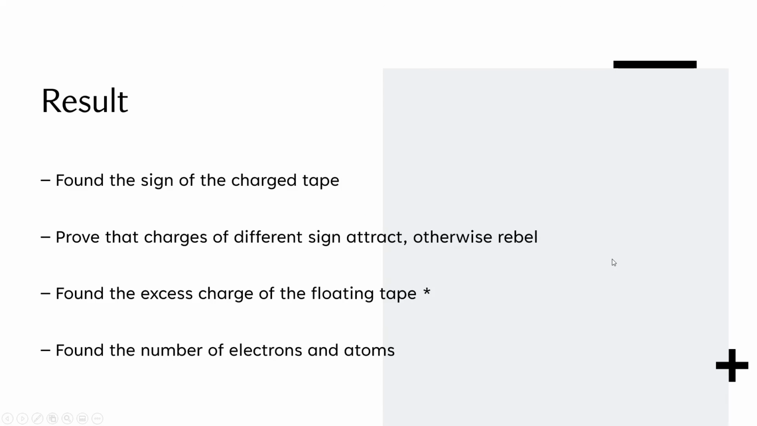Finally, our result is to find the sign of the charged tapes, which we found is negative, and to prove that charges of different sign attract, otherwise repel. And our main result is the exact charge of the floating tape, and finally the number of electrons and atoms and the ratio between them.